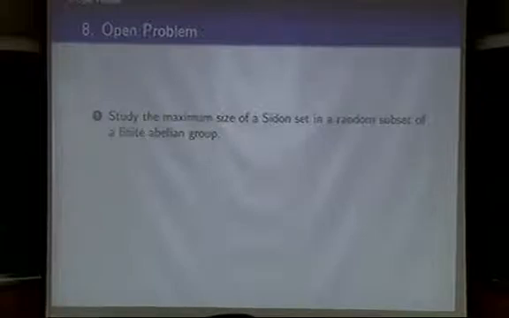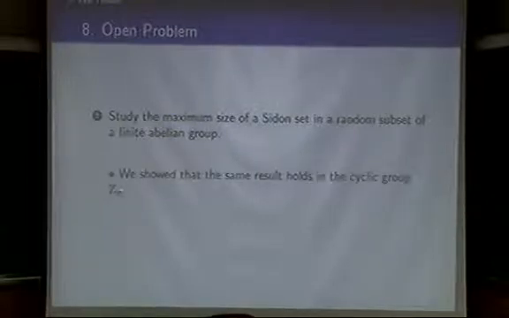The last thing is to study the maximum size of a Sidon set in a random subset of a finite Abelian group. First, we show that the same result holds in the cyclic group Zn. So the next problem will be about a general finite Abelian group.